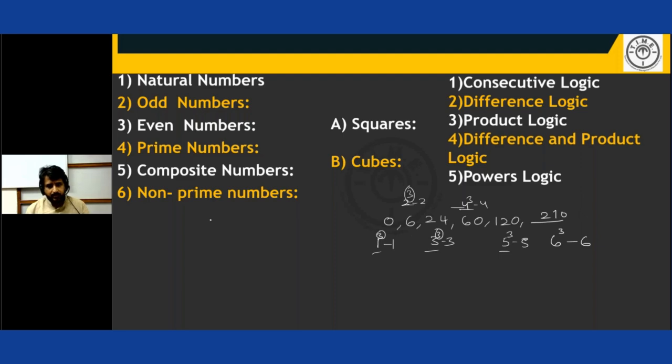Not only this particular logic, there are multiple logics possible here. N square plus or minus n, where n can be a natural number, odd number, even number, prime number, composite number. N cube plus or minus n. In recent exams, these logics have become a little bit popular. Out of 5 questions, at least one question they are giving of this pattern: n square plus or minus n, n cube plus or minus n, where n can be natural, odd, even, prime, composite.